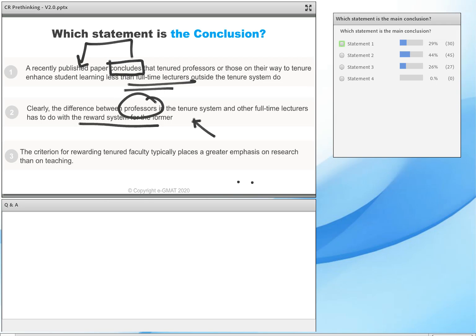Okay, based on this data point, so this is a fact over here, we're not disputing this. The author agrees with this fact. He says that clearly, and clearly is a conclusion marker as well, the difference between professors in the tenure system and other full-time lecturers has to do with this reward system for the former. What is the former here? These are the professors, as we said. And then statement 3 is a supporting statement that makes my conclusion more believable. It says, hey, the criteria for rewarding tenured faculty places greater emphasis on research than on teaching. So that helps you make statement 2, which is my main conclusion, more believable.